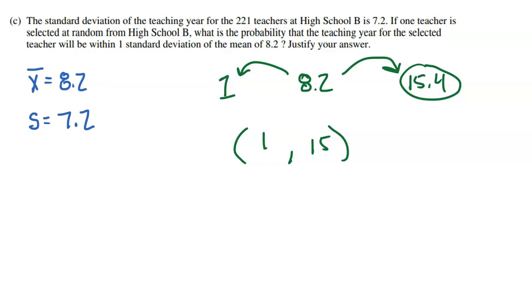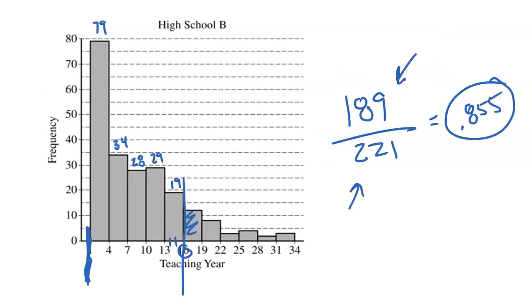Once we know the mean and the standard deviation, all we want to do is go down 1, up 1, so that we're within 1 standard deviation. Ignore the 15.4, because you can't have 15.4 years teaching. It clearly said it could only be an interval. So that's where we got 1 to 15. Then we looked at our chart, added up all the bins that are for 1 to 15 years, and divided by the total, and that's how we got the probability.